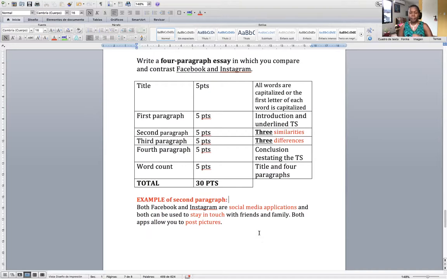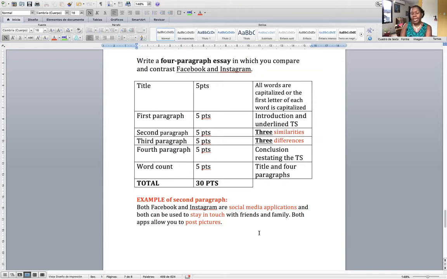It's a paragraph. And the paragraph says, both Facebook and Instagram are social media applications. That's one similarity. And both can be used to stay in touch with friends and family. Second similarity. Both apps allow you to post pictures. That's the third similarity. Okay? So in that short paragraph, I gave you the 3 similarities or how Facebook and Instagram are alike.